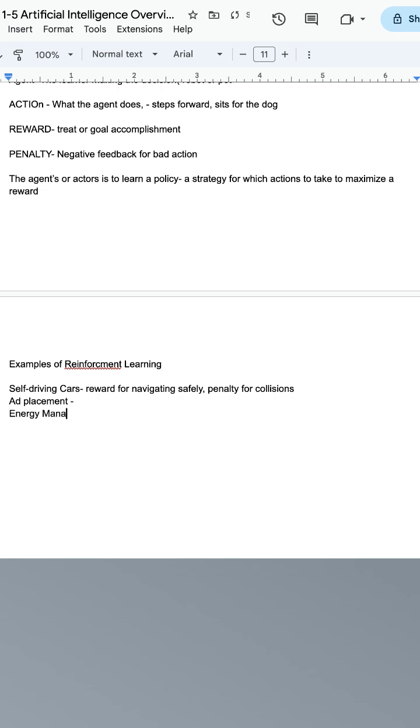Lastly, there is energy management, so learning to optimize power usage. For example, if you want to use reinforcement learning to light a house, it would take into account how much energy it is to run certain rooms and which rooms you are using the most.